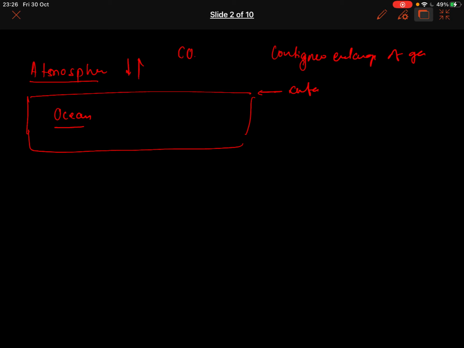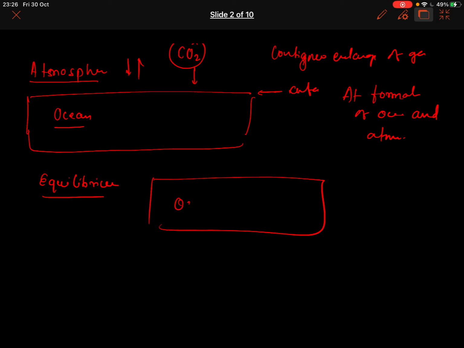So if there was CO2 in the atmosphere at the formation of the ocean and atmosphere, it must have interacted with ocean water and got absorbed in it, and finally after some million years they attained an equilibrium. So the ocean and the CO2 in the atmosphere came into an equilibrium state. This is part number 1.